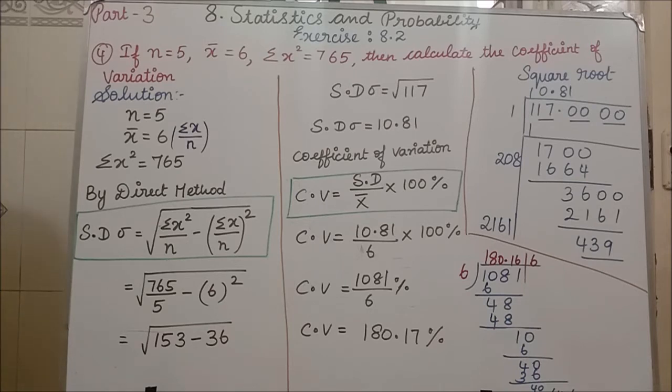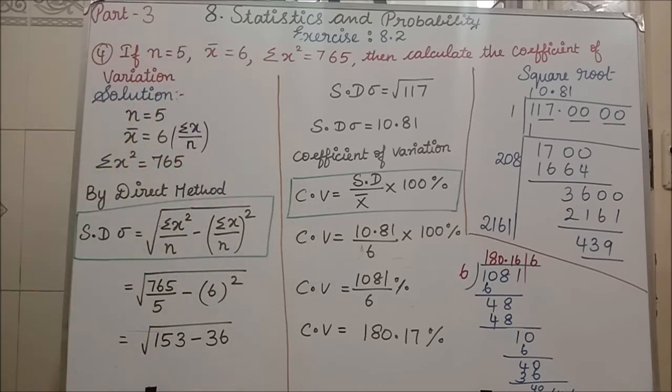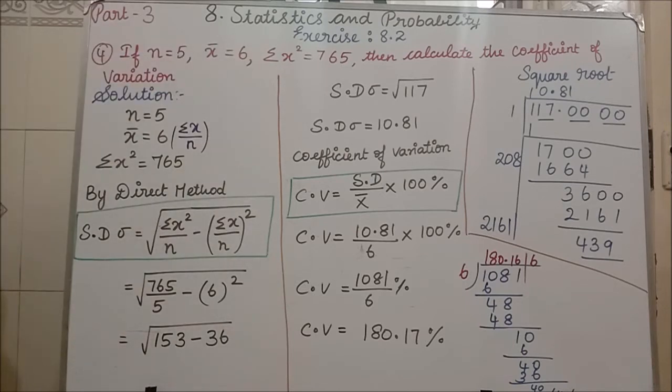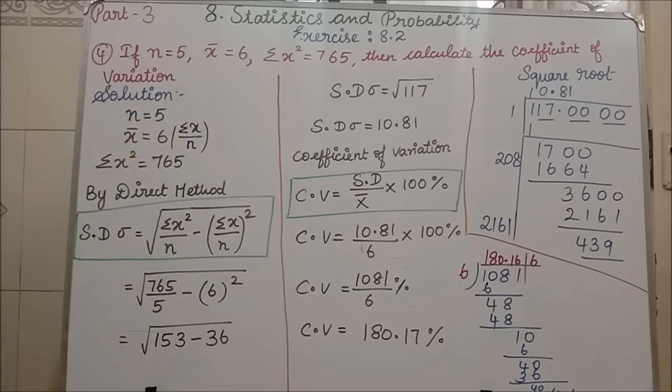Here students, now what are the values they have given? They have given the n value. Whether that n value we are using in the coefficient of variation formula, we are not using. The x bar value they have given. Whether we are using the x bar value in coefficient of variation, yes, we are using. Then another value they have given, summation x square equal to 765. Whether summation x square value we are using in coefficient of variation, no, we are not using it.